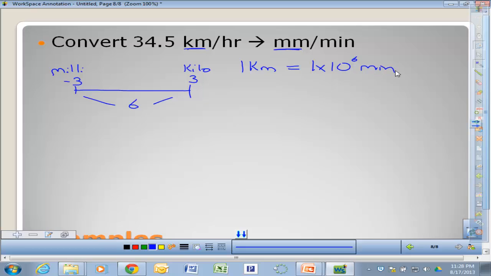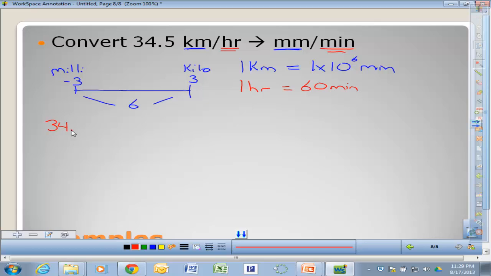So the 1 times 10 to the 6th. Let's look at our other conversion here. We're going from hours to minutes. I'm hoping you all remember that 1 hour is 60 minutes. So we can go ahead and start setting up our dimensional analysis.